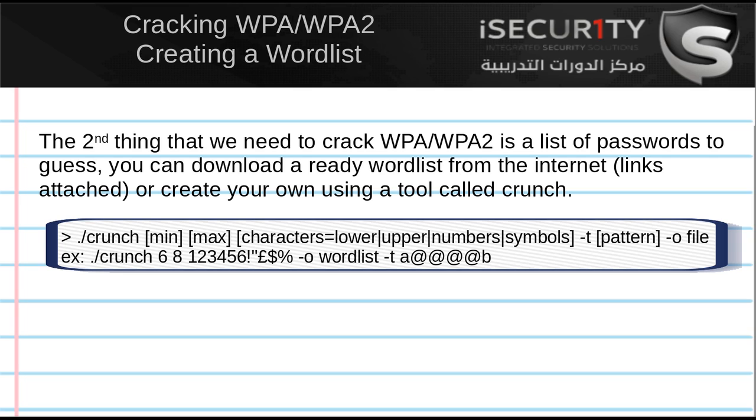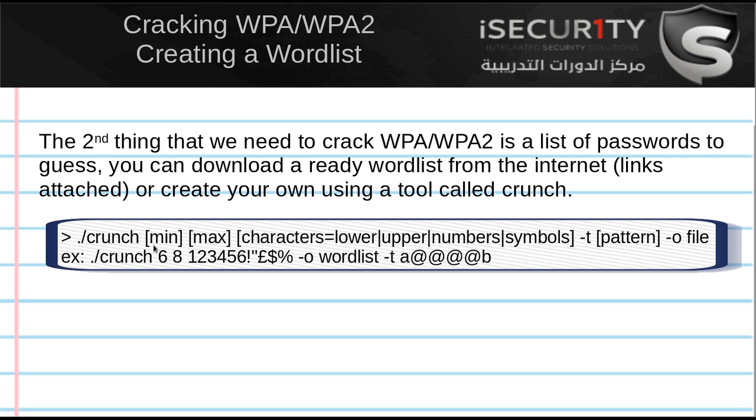We're going to use a tool called Crunch. It's basically just a script where you specify the characters that you want in the passwords, and it'll create all possible combinations of these passwords. So the format of the command of using Crunch is crunch minimum maximum. The minimum is the minimum number of characters of the password that you want to create.